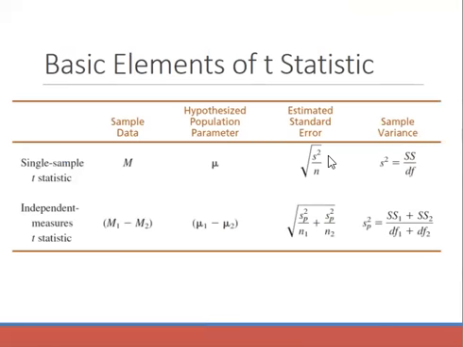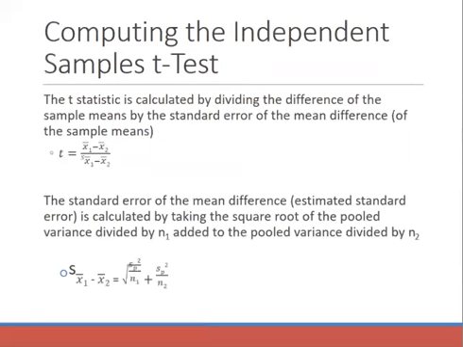Okay, so this table does a nice job showing the parallels between a single sample t-test and an independent samples t-test. And the basic elements are the same. But it gets a little more complex when you're dealing with your independent measures t-test because we're dealing with 2 groups and we have to think about how to compare them. So instead of just having 1 mean, we're comparing 2 means. But we're making hypotheses about the difference between the 2 population means. And now, instead of just having 1 standard error, we have to pool the standard error from 2 different groups and use a pooled sample variance.